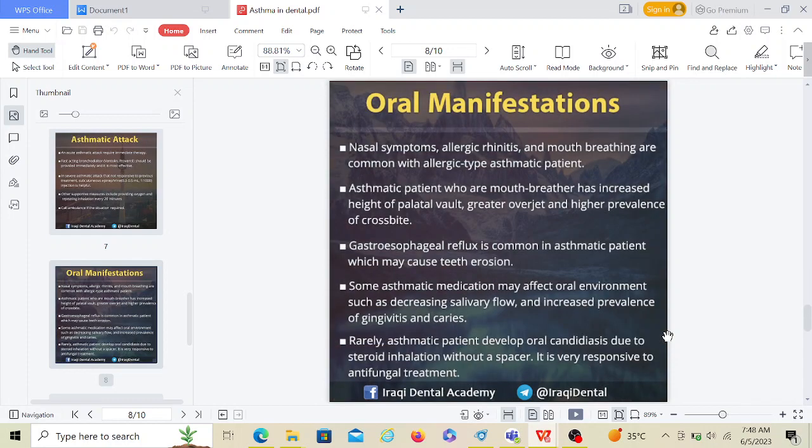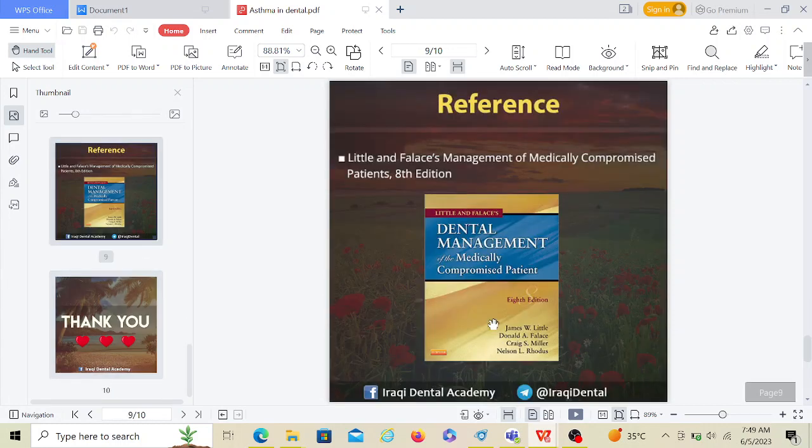So, oral manifestations. Well, just read through it from the question point of view. They might ask what you may find in an asthmatic patient. They may have decreased salivary flow, because long-term steroids do decrease the salivary flow. So yeah, that's about it.